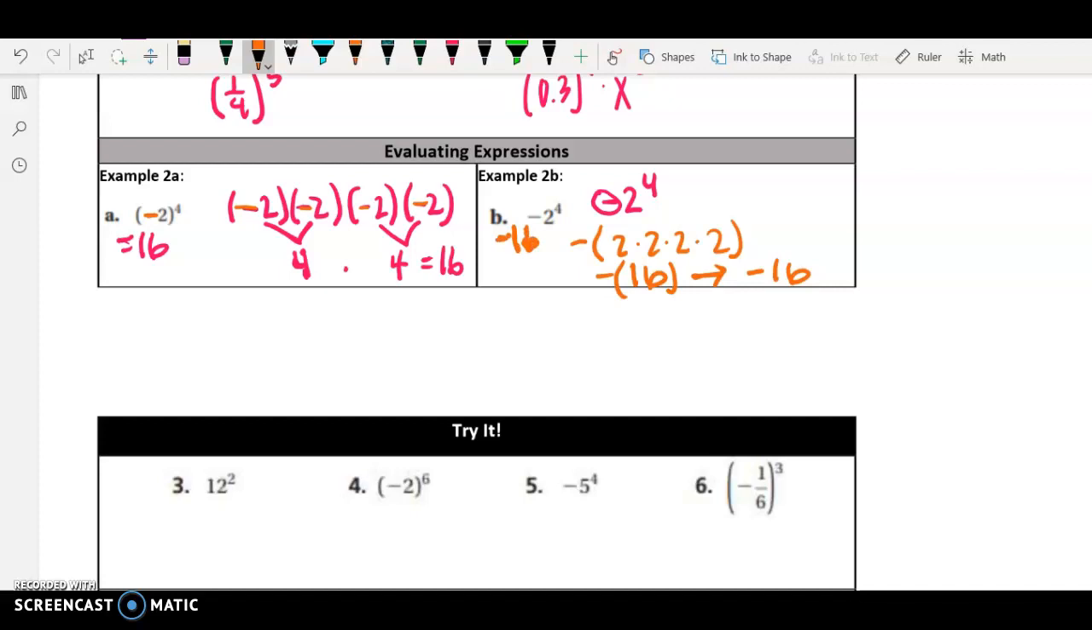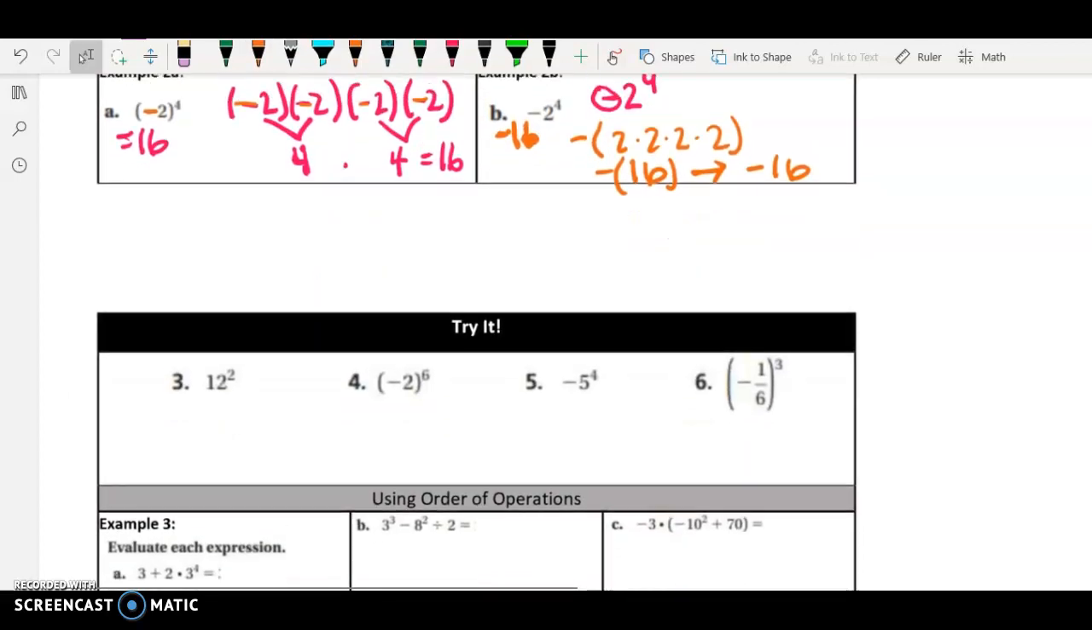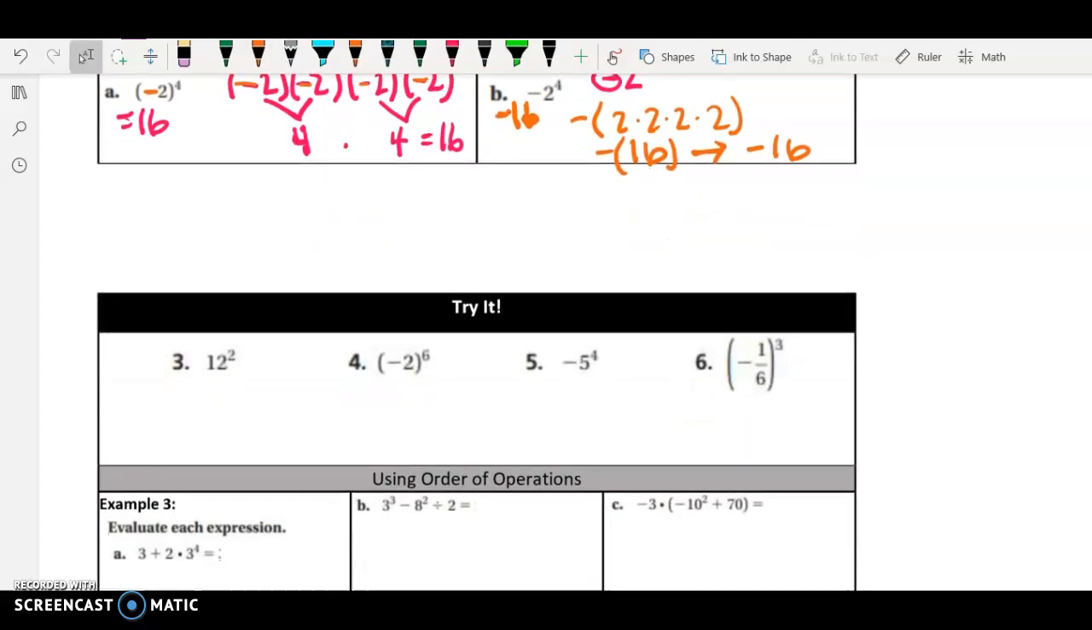That's why it's really important to have those parentheses, because if you don't have those parentheses, it could completely change our answer. 16 and negative 16 are not the same. So I want you guys to practice by doing 3 through 6, and then you are going to check your answers with mine.